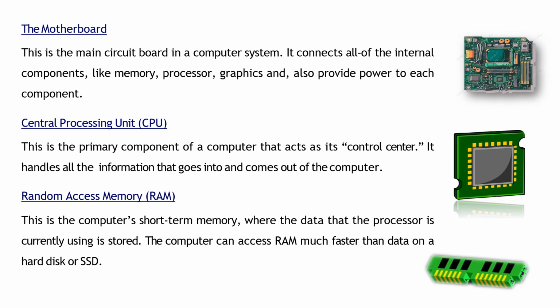Random access memory. This is the computer's short-term memory, where the data that the processor is currently using is stored. The computer can access the RAM much faster than data on a hard disk or SSD.